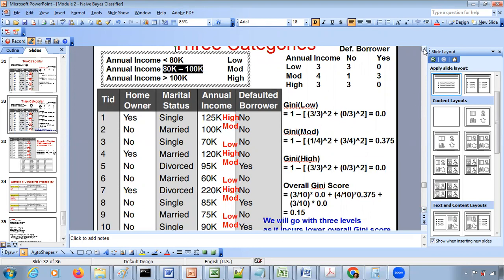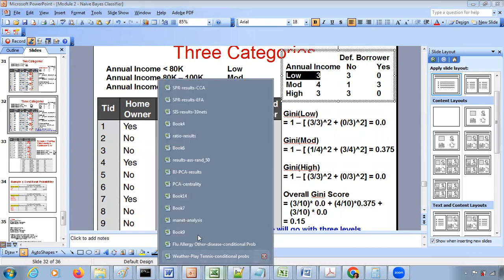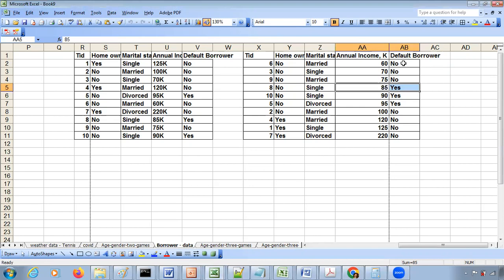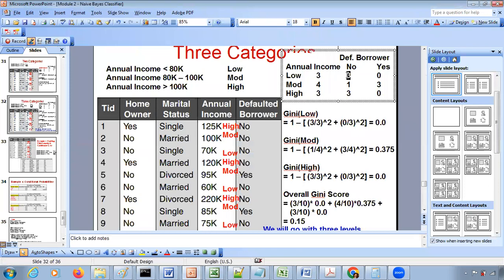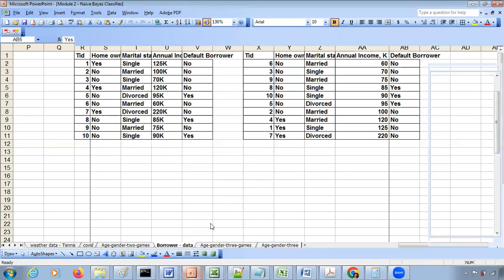Based on that, we have 3 low records, and the Excel file itself tells us that all three belong to class no, so none of them belong to class yes. So 3 no and 0 yes. Of the 4 moderate records, because I am going with 100 inclusive as moderate, I'll have 1 no and 3 yes. So this one no here for 100K and 3 yes. And then greater than 100K, I have 3 no's.